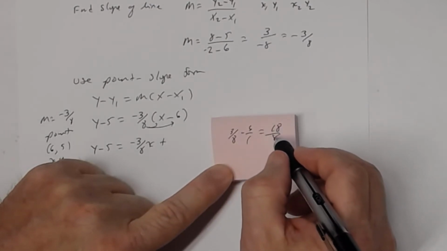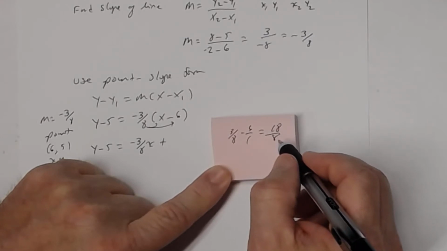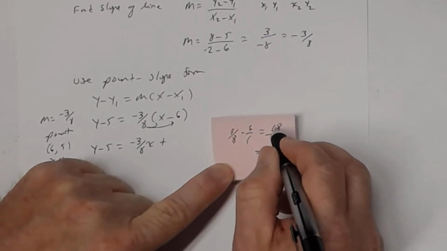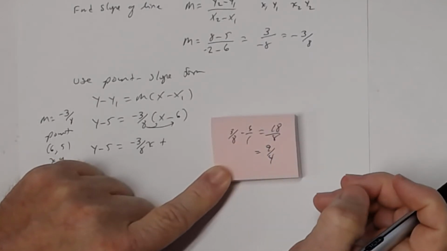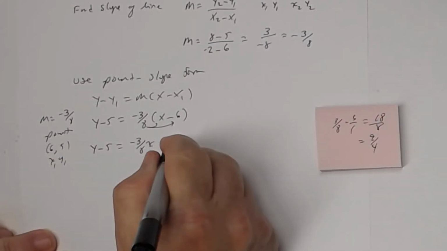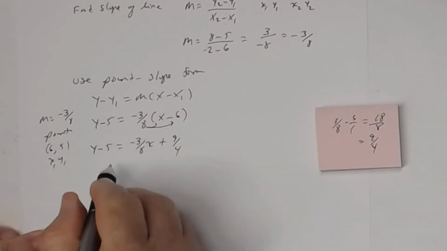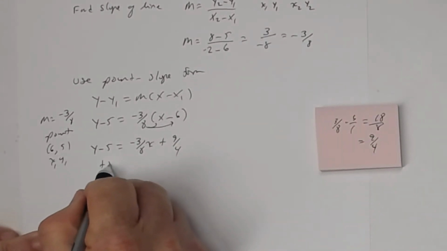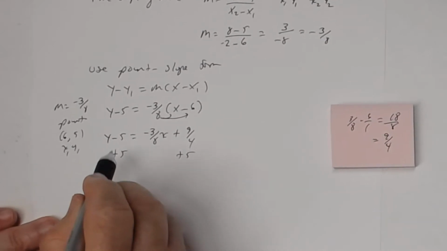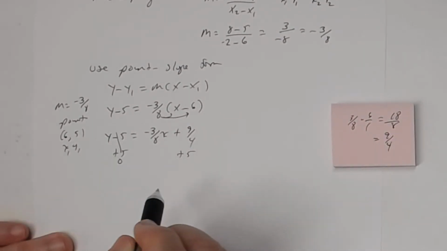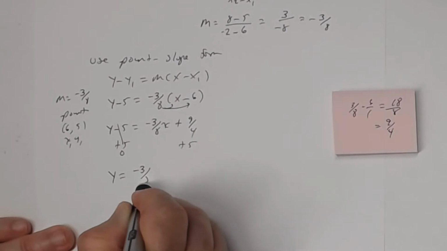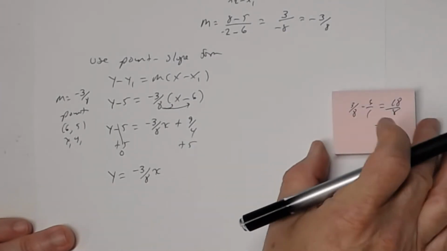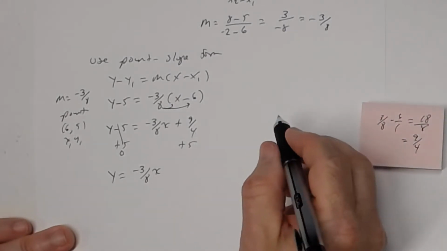So 18/8 are both divisible by 2. And so you're going to say 18 divided by 2 is 9. 8 divided by 2 is 4. So you get 9/4. So you get plus 9/4. All right, and then you get y by itself. You're going to go ahead and add 5 to both sides. Negative 5 and 5 is 0. So I get y equal negative 3/8 x. And then you just got to figure out what 9/4 plus 5 is.